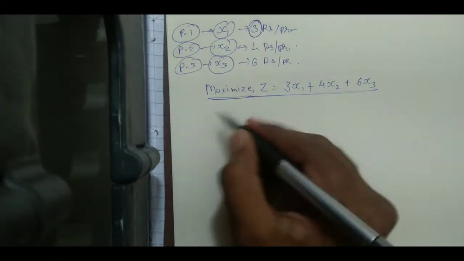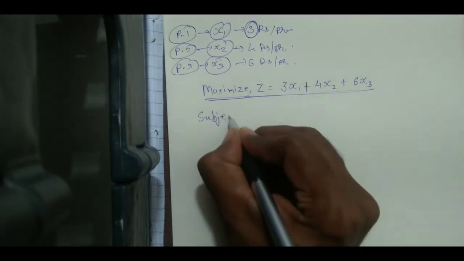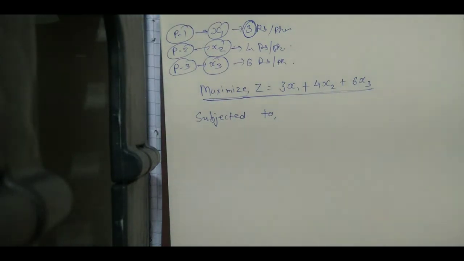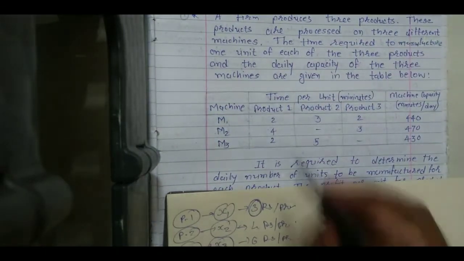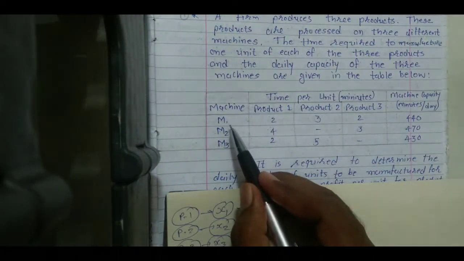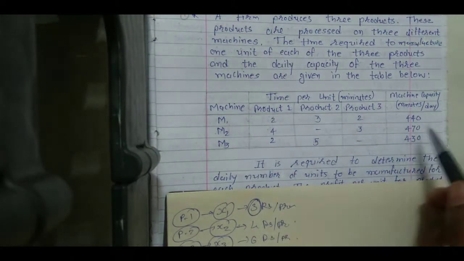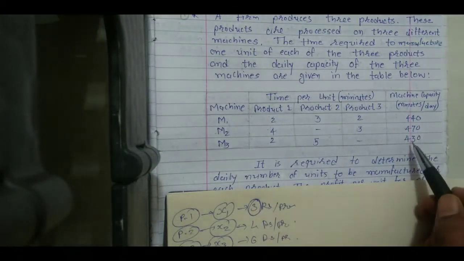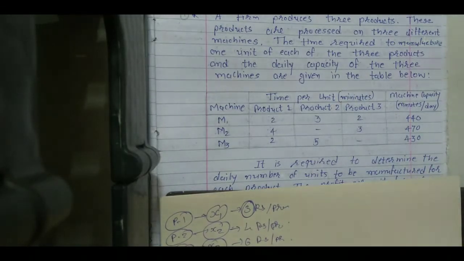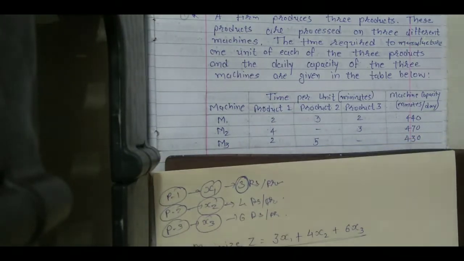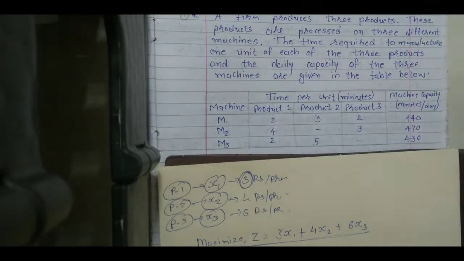Now it is subject to the constraints. Here there are 3 machines, so we have 3 limitations, 3 constraints. Machine 1 cannot run more than 440 minutes per day, machine 2 for 470 minutes per day, and machine 3 for 430 minutes per day. So here the constraints are given, and you have to formulate them into equation form, of less than or equal or greater than or equal type.